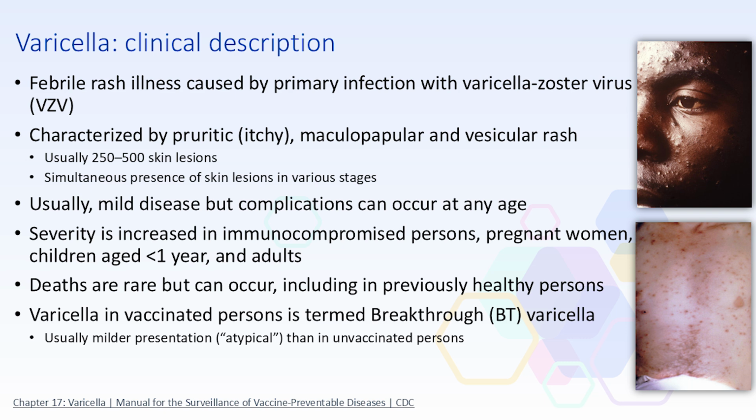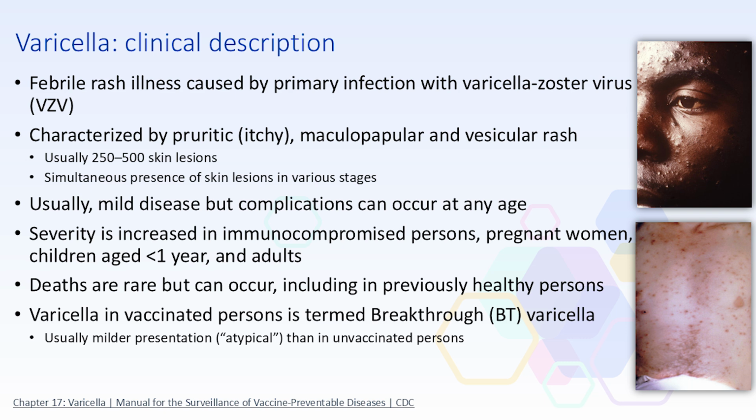Severity is increased among immunocompromised persons, pregnant women, children younger than 1 year of age, and adults. Rarely, these complications may result in death, including in previously healthy persons. Varicella can occur in vaccinated persons. This is termed breakthrough varicella.